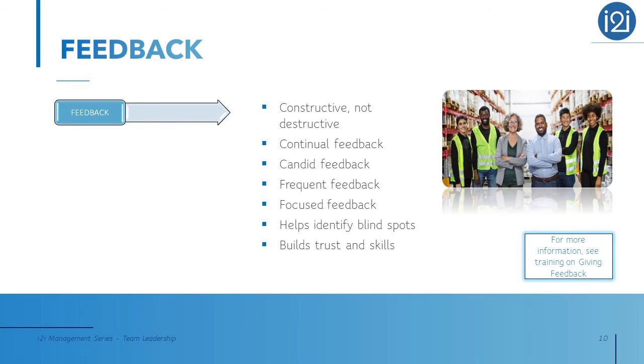F is for feedback, and we've talked quite a bit about giving feedback and why it's so important. We want to make sure that feedback is constructive, not destructive. You want continual feedback on an informal basis, and give your candid feedback with sincerity. Make sure that your feedback is given frequently and it's focused on 1 or 2 items max at each time. Don't overload the person with 3, 4, or 5 issues to fix.